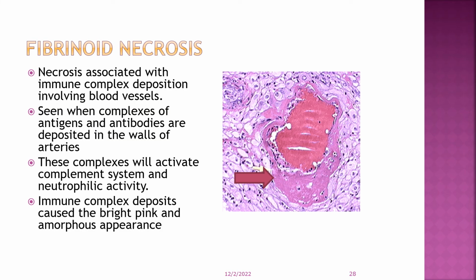The last type of necrosis is fibrinoid necrosis, which is associated with immune complex deposition involving the blood vessels. This is seen when complexes of antigen and antibodies are deposited in the walls of the arteries or small blood vessels. These complexes will activate the complement system and neutrophil activity, and the vessel wall undergoes necrosis. The immune complex deposits cause the bright pink and amorphous appearance as pointed by the red arrow.